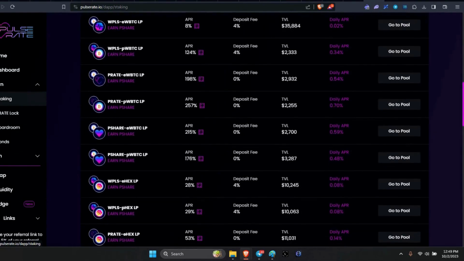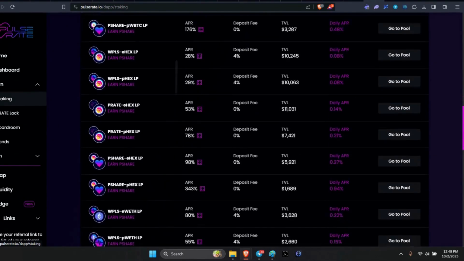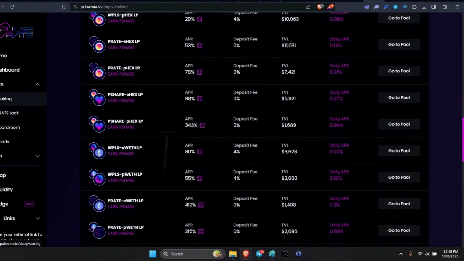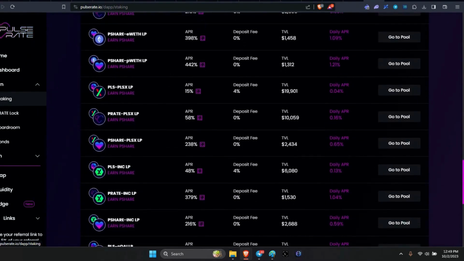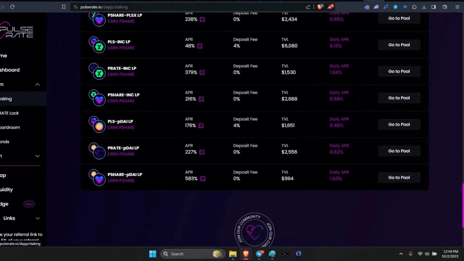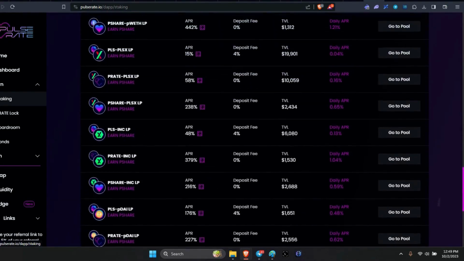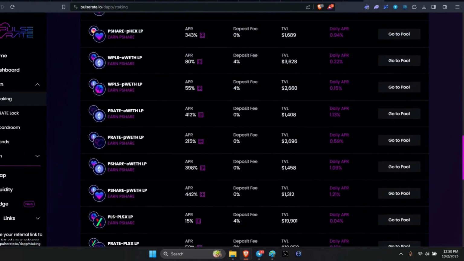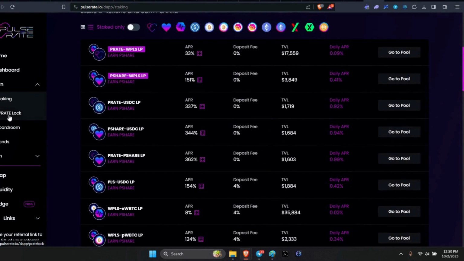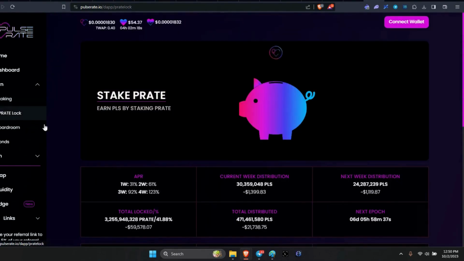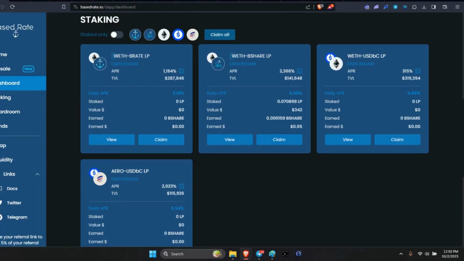So you're talking 8, 15, 20, 33 different farms. I might have missed one or two. So this is what you have to look forward to when it comes to different options to choose from. Then, like I stated, the P-rate lock, where you can lock your P-rate tokens in there. And you have your weekly APRs here, 1 week, 31. Anyhow, this is what we have to look forward to here on Base Rate.